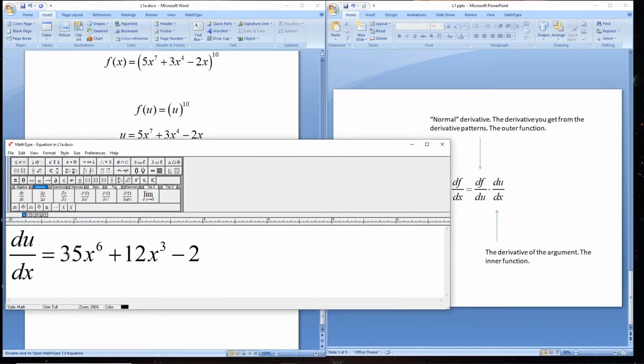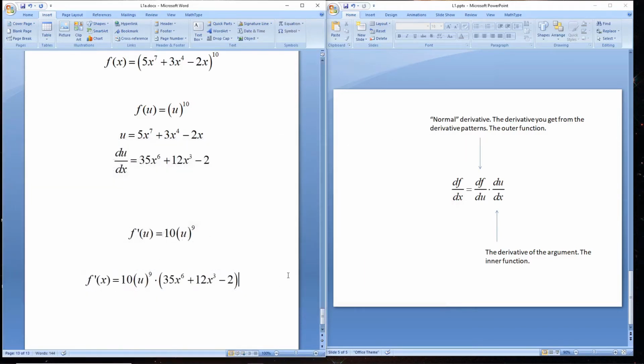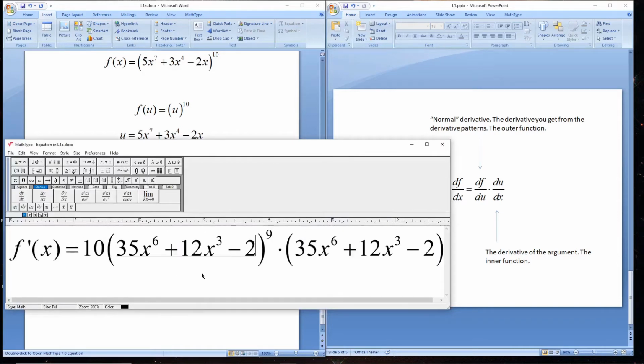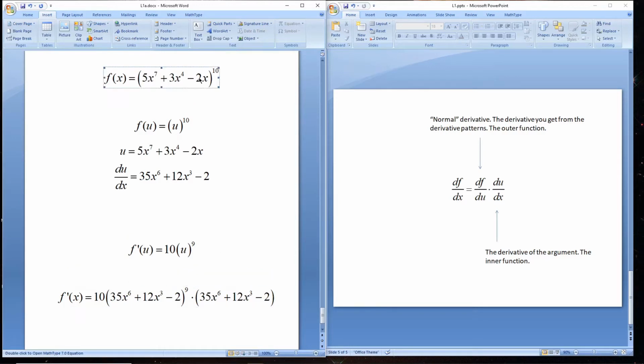And that's our derivative of u. And it's this that we multiply then by the straight derivative pattern. That is the du dx. And then to get our final answer, we would get rid of the u and plug back in what u is. And that's our derivative. That's going through all the steps again.